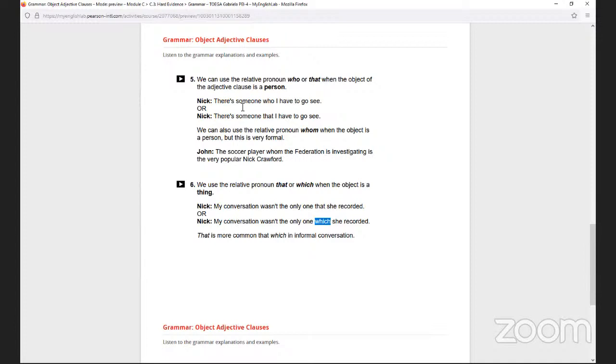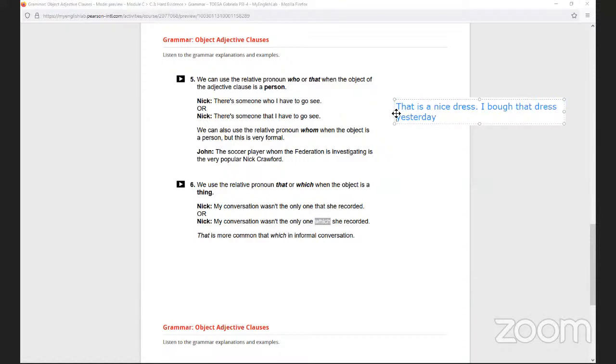So this is, for example, when we want to join two sentences into only one. For example, if I say, that is a nice dress. I bought it yesterday. Or I bought, maybe here, that dress yesterday.